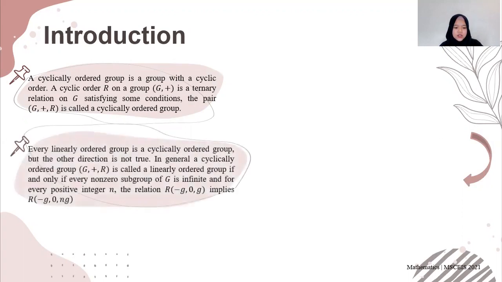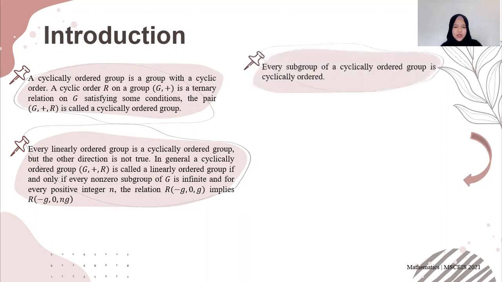Every linearly ordered group is a cyclically ordered group, but the other direction is not true. In general, a cyclically ordered group (G, +, R) is called a linearly ordered group if and only if every non-zero subgroup of G is infinite, and for every positive integer n, the relation R(-g, 0, g) implies R(-g, 0, n times g). Every subgroup of a cyclically ordered group is cyclically ordered.